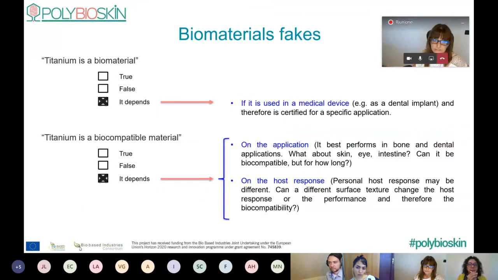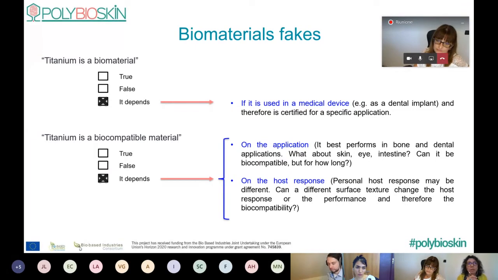In order to understand better these differences, I put some examples. So titanium is a biomaterial, no? It's not a biomaterial by itself, it can be a biomaterial if it is used in a medical device, and for this it must be certified and so on. Titanium is a biocompatible material. Also, this depends, as we saw before, on the application.